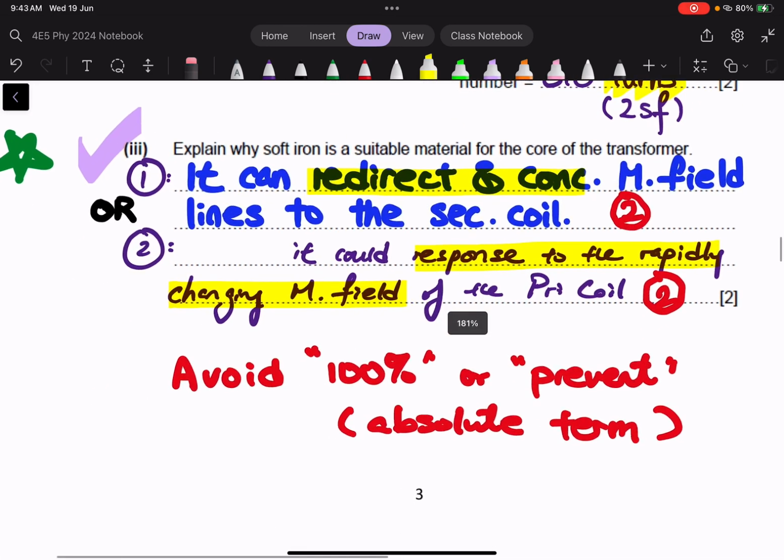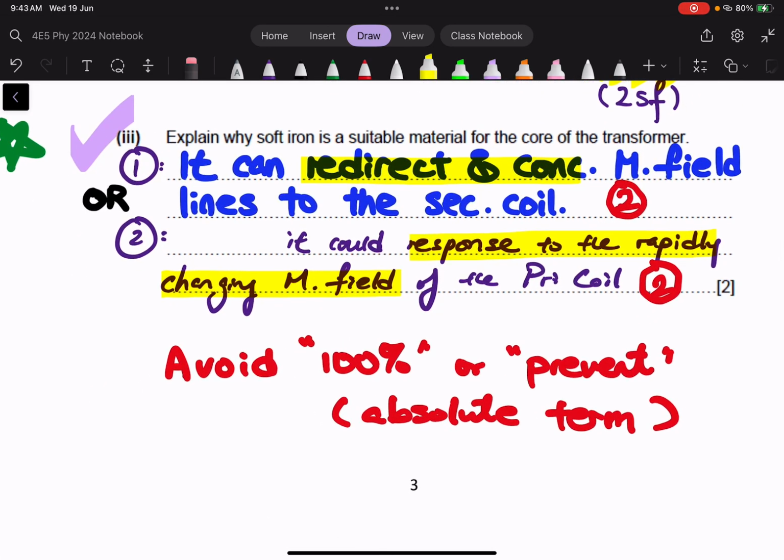Okay, then for part 3, I will spend some time to explain to you. This is also in your notes. This is asking you why you need the soft iron core in the transformer. So basically, it serves 2 purposes. But in this case, the question's focus is on why you want to use soft iron as the core, not so much on why you need the core. Some students answer why you need the core, and you may not get the full mark. The question is asking why soft iron is used. Why not use a steel core?